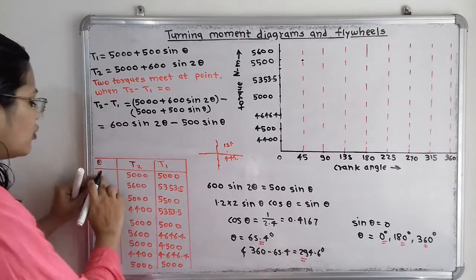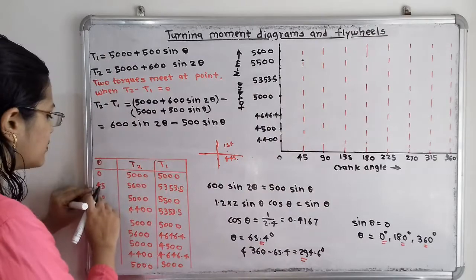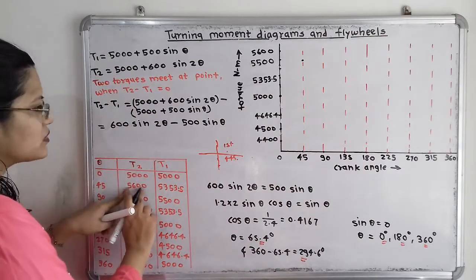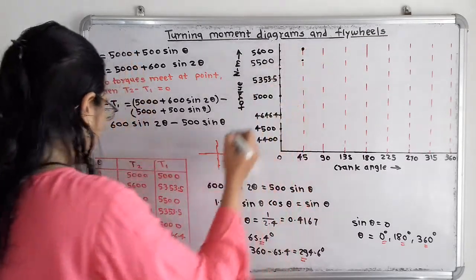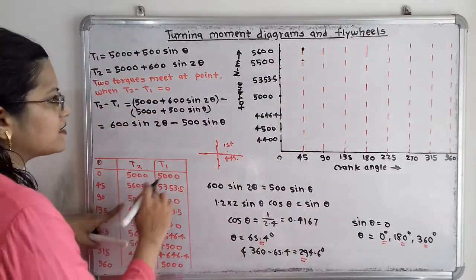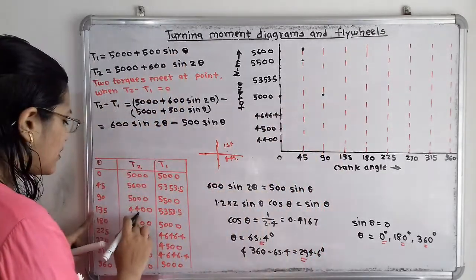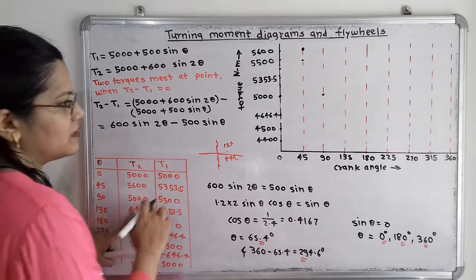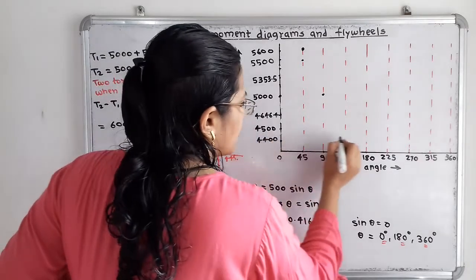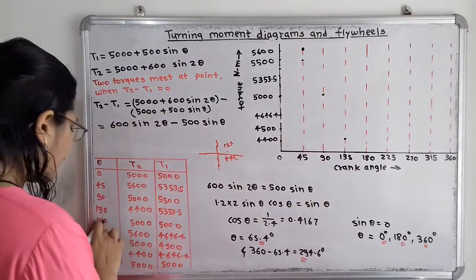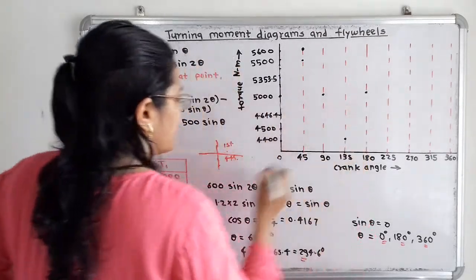How to plot? The first value at 0 degree for T2 is 5000, so I take 5000 here. For 45 degrees it is 5600, so above that the 5600 value is there. For 90 it is again 5000. Then 135 it is 4400, so here is the value. Then 180 again it is 5000, so for 180 I plot 5000.